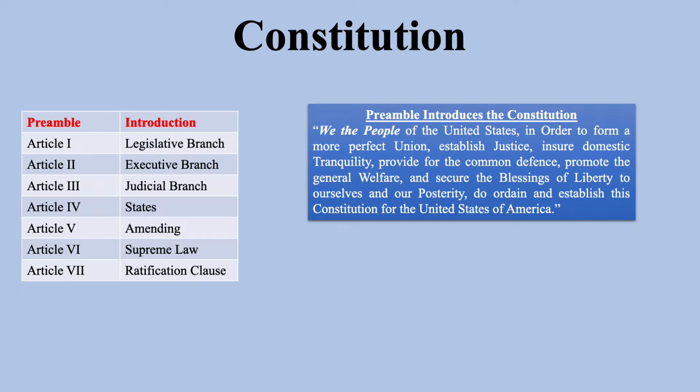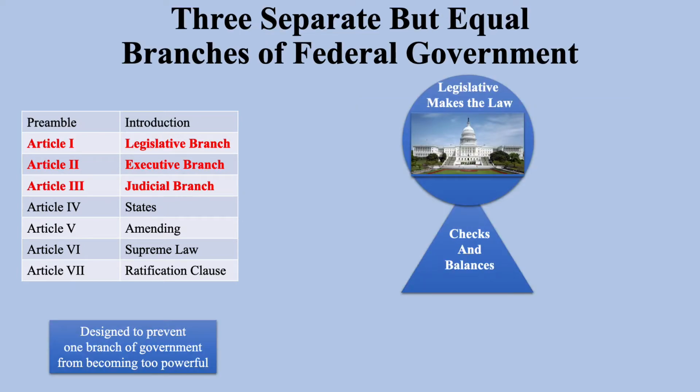The preamble is the introduction to the Constitution, and it says, "We the people of the United States, in order to form a more perfect union, establish justice, ensure domestic tranquility, provide for the common defense, promote the general welfare, and secure the blessings of liberty to ourselves and our posterity, do ordain and establish this Constitution for the United States of America." Next, Articles 1, 2, and 3 provide for the 3 branches of the federal government.